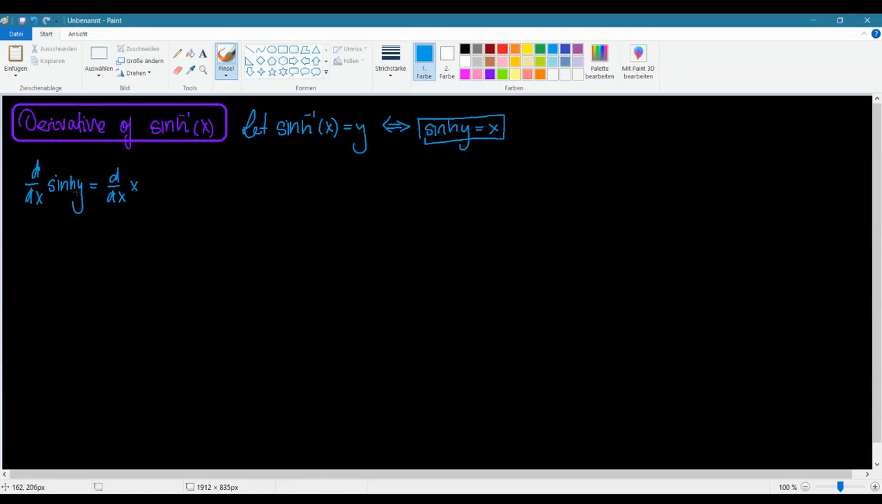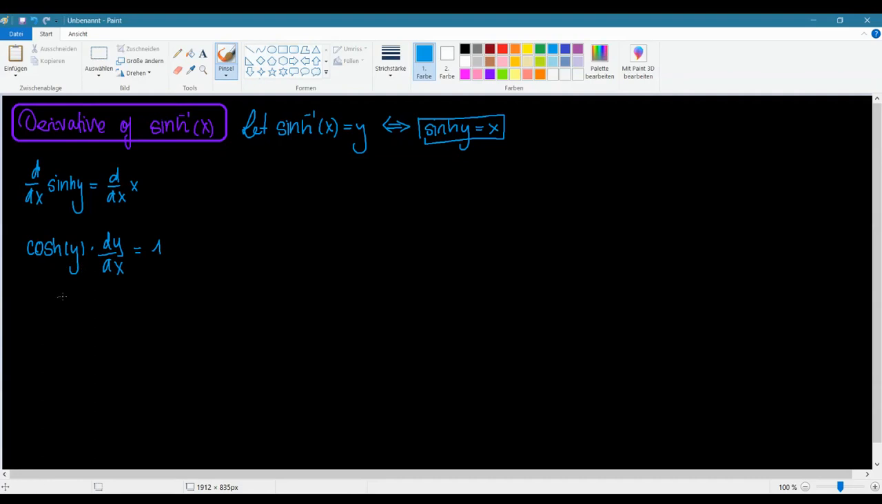Well, there's a chain rule hidden here because there's a variable mismatch. The outer function is sinh x and the inner function is y. Well, the derivative of sinh x is hyperbolic cosine x. So we're going to apply the chain rule and we're going to get hyperbolic cosine y times dy by dx equals 1.